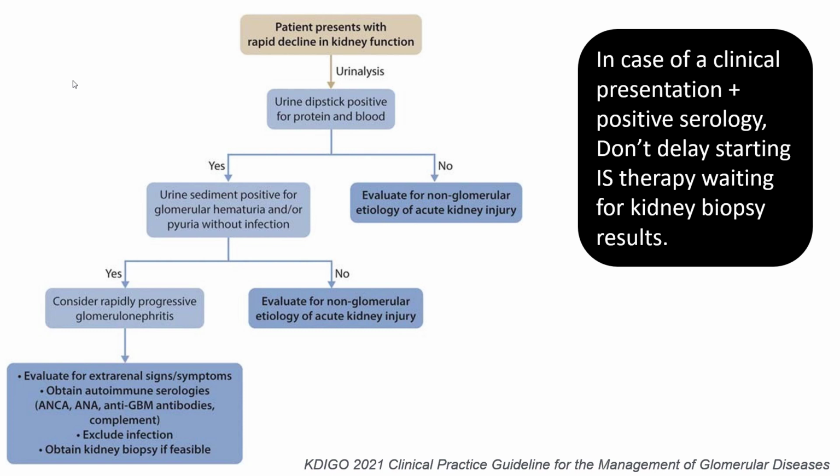So, in case you find a patient with RPGN or rapid decline in kidney function, you should do a urine analysis. If the urine analysis is positive for proteinuria and RBCs, is it glomerular or not? You can do phase contrast microscopy. If yes, consider rapidly progressive glomerulonephritis, evaluate for extrarenal signs or symptoms, obtain serology for ANCA, ANA, anti-GBM, and complement, exclude infection, and obtain kidney biopsy.